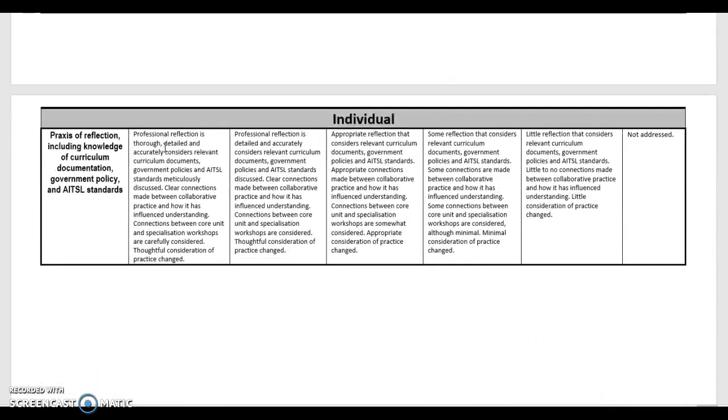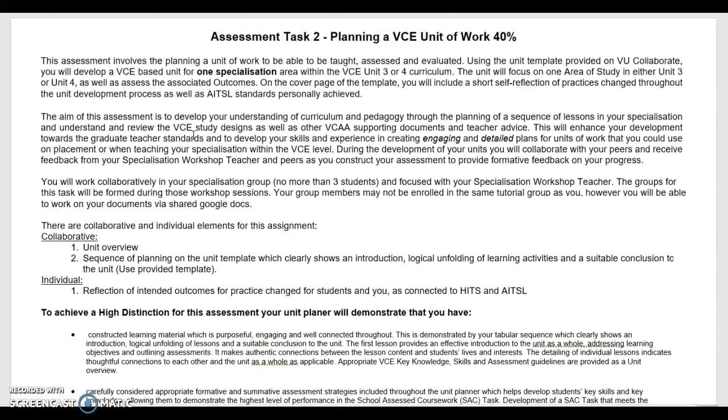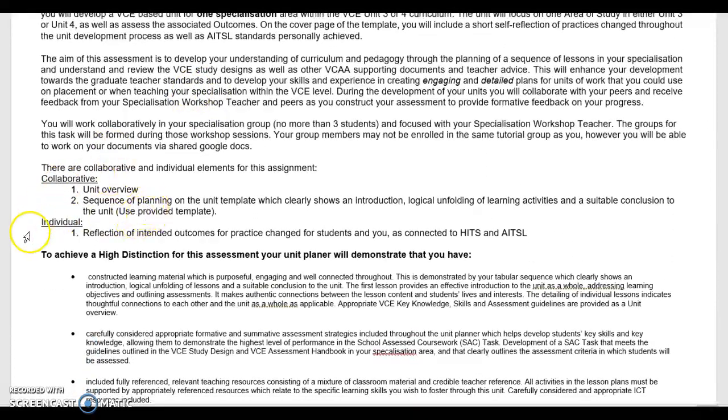The individual criterion will be your reflection page. So thinking about your considerations to the curriculum documents, the government policies, the AITSL standards, and you've made clear connections between the collaborative experiences that you've undertaken and how that's influenced your understanding. You have carefully considered the connections between the unit itself and the workshops, and you've thought about how you can improve considerably.